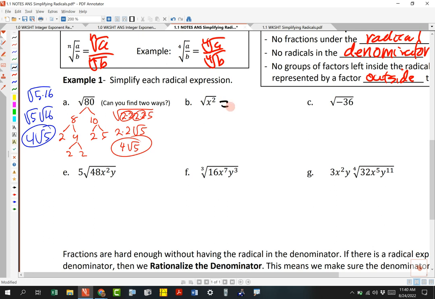I'll take a volunteer on this one. Brittany, good to have you back. What is it? It's x. Done. If the index is the same as the exponent, that means we're looking for 2 factors on the inside, and that's exactly what we've got. So they undo each other, and there we go.